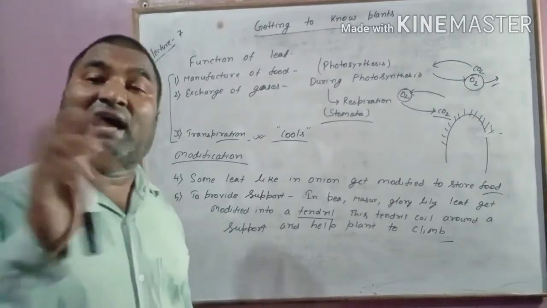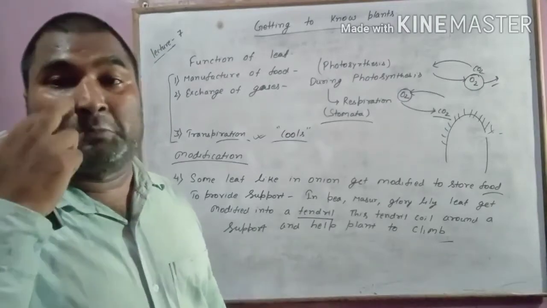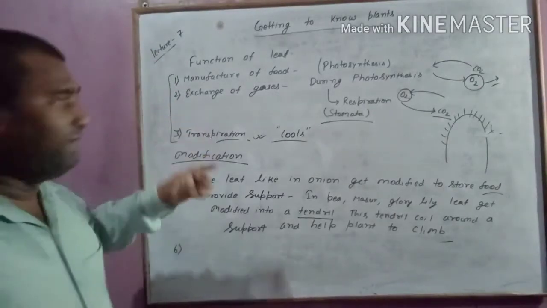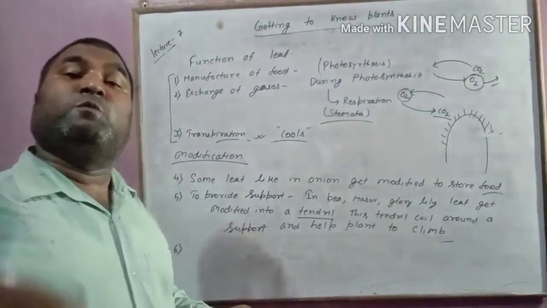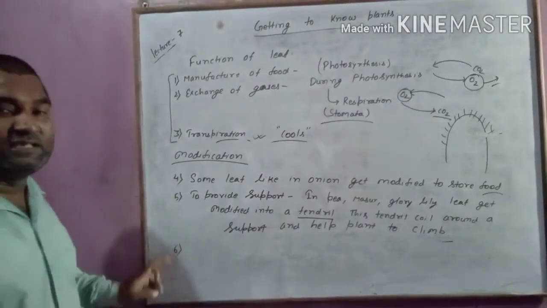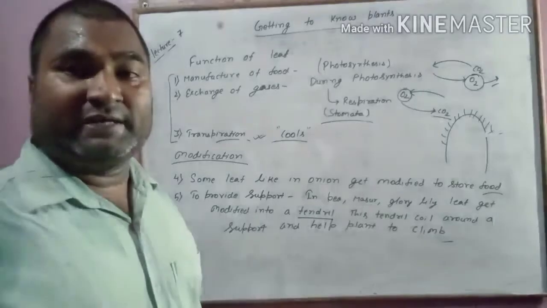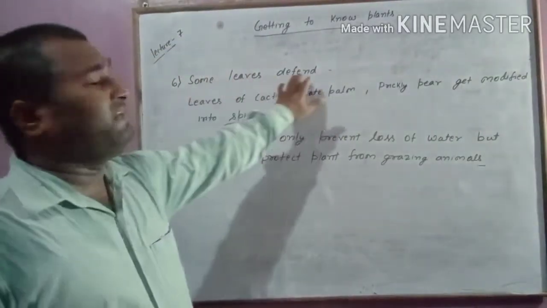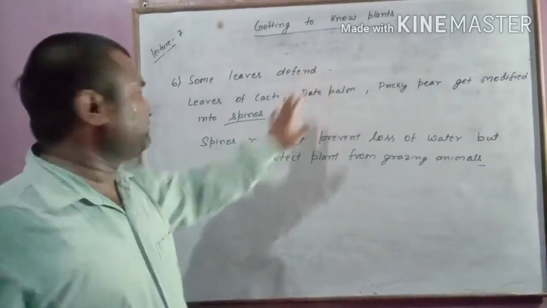So if someone asks you write function of the leaf, you can write from 1 to 6. 6 I am going to write, don't worry. And if someone asks you modification of leaf, then you can write 4, 5 and 6, which I am going to write. Okay. So the 6th point is, some leaves defend, means protect.